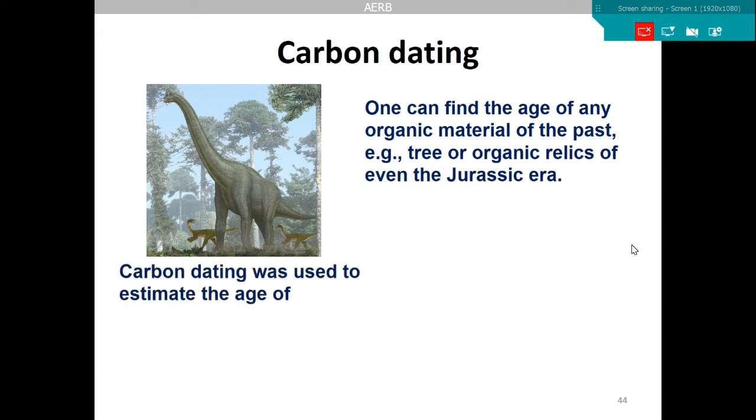Carbon dating was indeed used to estimate the age of the Shroud of Turin. You might have heard about it. It's something very sacred for Christians. It's a cloth which was discovered a few hundred years ago. It was believed to be the shroud that was used to cover Jesus Christ, and they were trying to find out the age of this. Carbon dating helped in this.